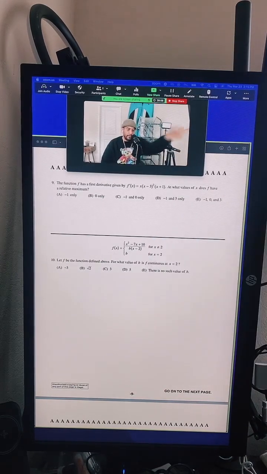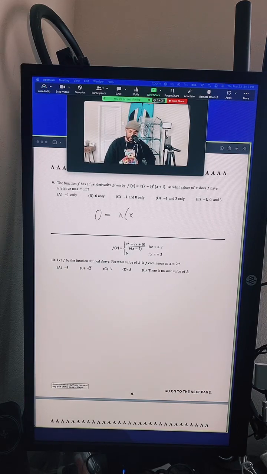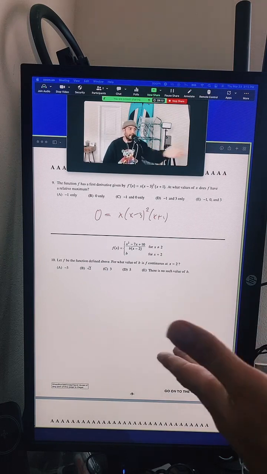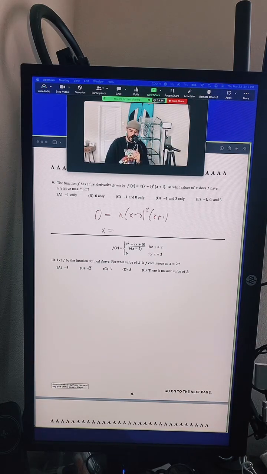The derivative is here. We're going to go ahead and set that equal to 0. So we have 0 equals x times (x minus 3) squared times (x plus 1). They make it easy because it's already factored out. So we know that the solutions to this derivative are 0, 3, and negative 1. Now, these are just the critical points. We don't know anything about them yet.